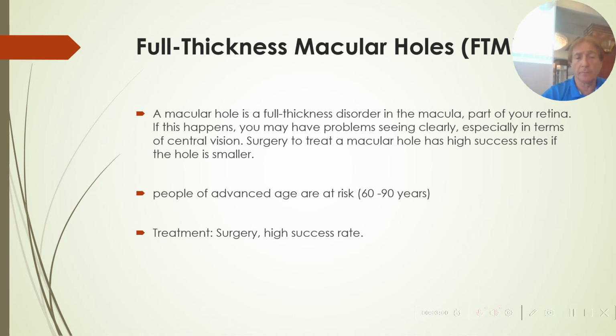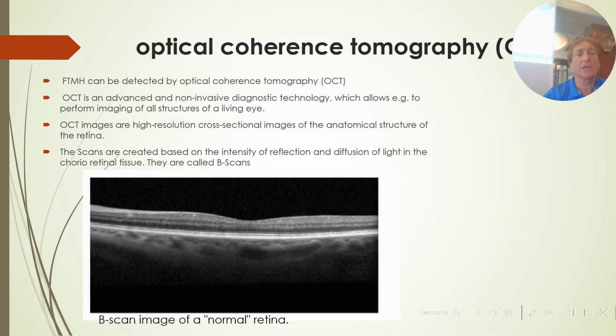So the main problem will be how we can detect this illness. This can be done by optical coherent tomography. What we see here is a scan of a normal retina. So this is what we see here, and this is a macula. So it's a healthy macula.